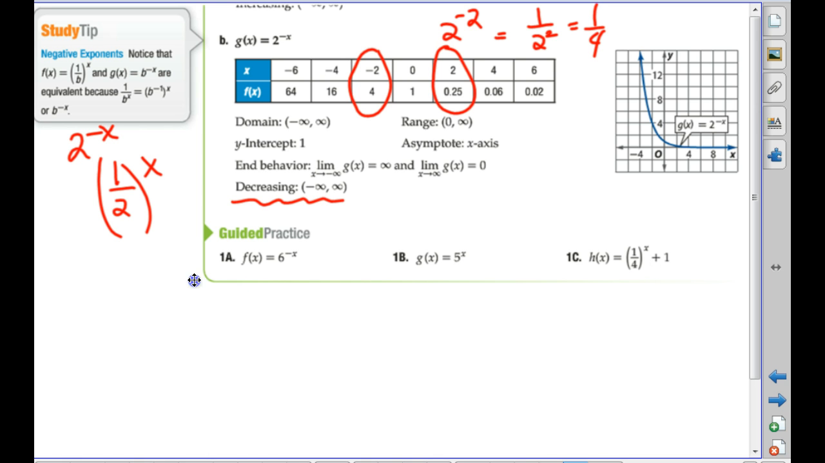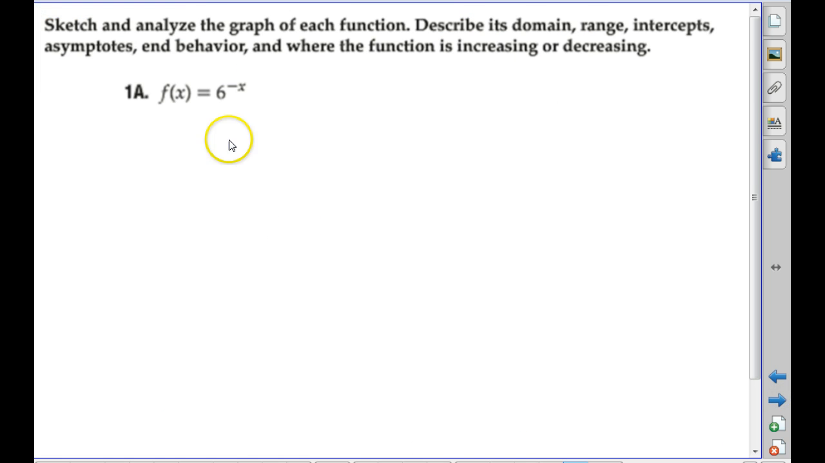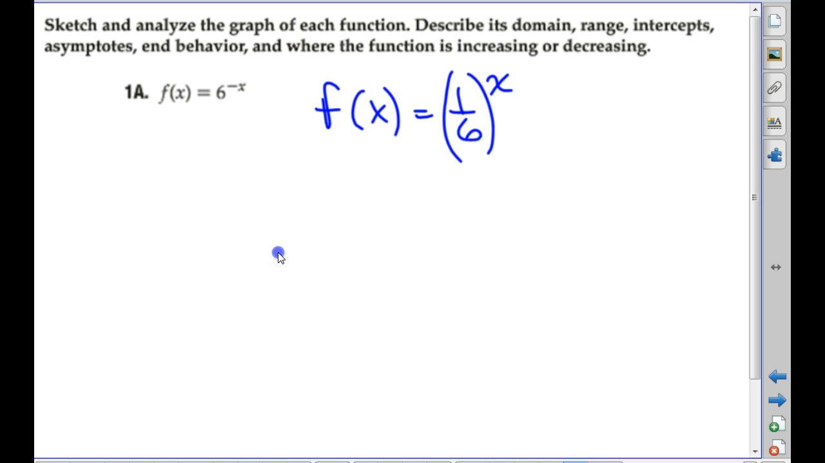We're going to go through these 3 quickly, and I have them 1 to a page here so we can write a little bit bigger. 6 to the negative x is really 1/6 to the x power. So which shape is it going to be?